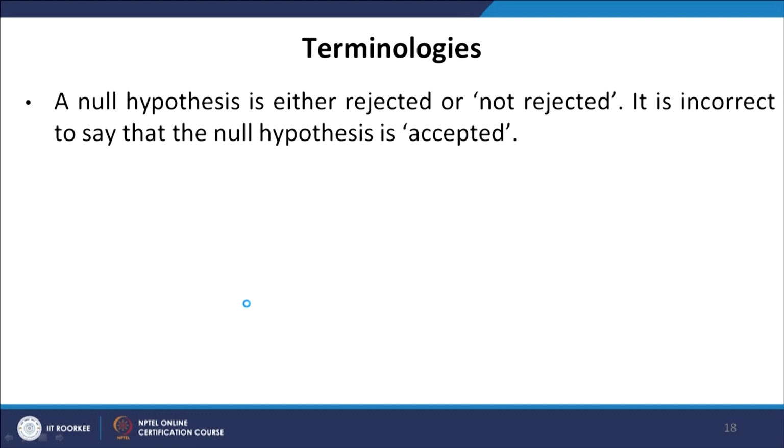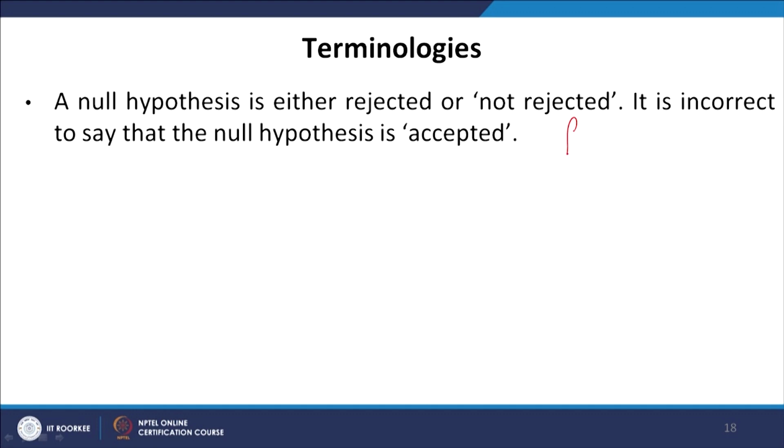When we do not reject the null hypothesis, it does not mean that we accept the null hypothesis. It is also possible that some alternative null hypothesis can also not be rejected. So, between two alternative null hypotheses, which one are we going to accept? We basically do not reject it.